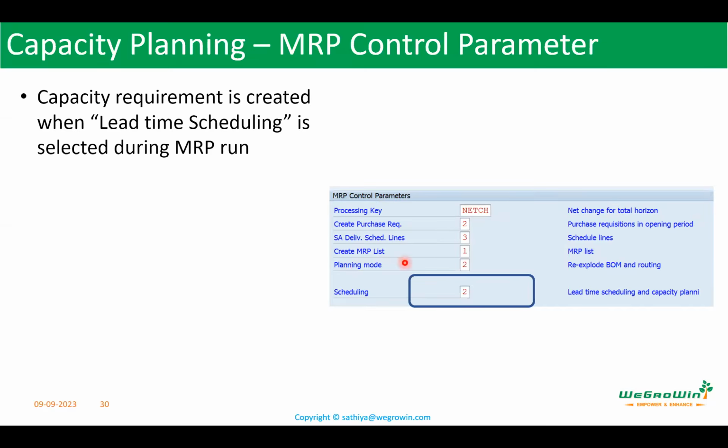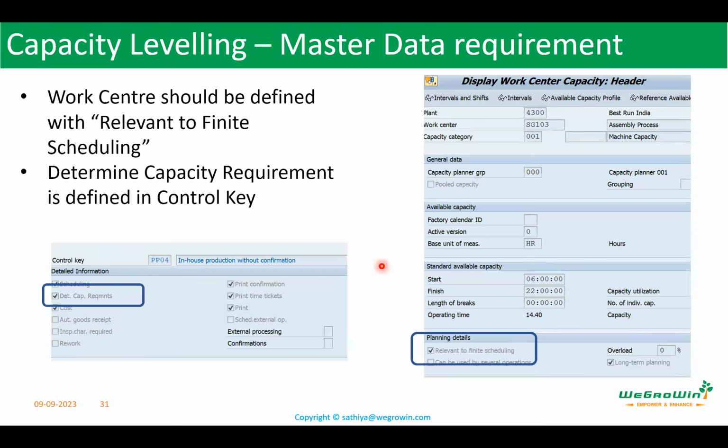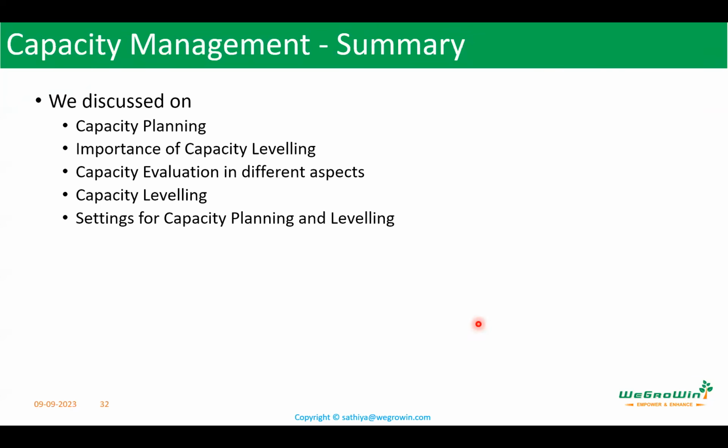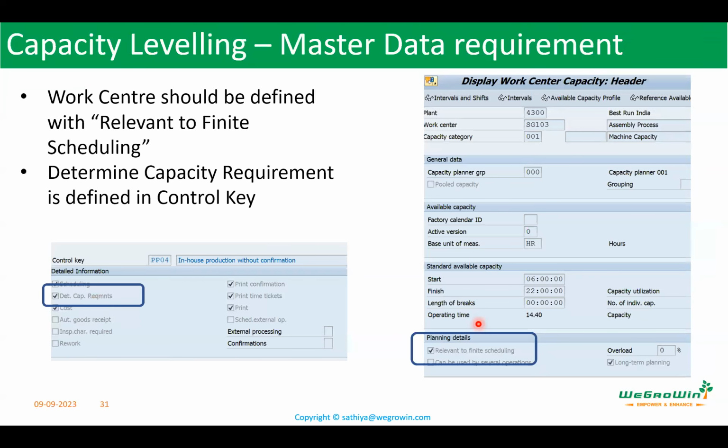For capacity requirement, as I told you, for the scheduling you have to click on this 2 in the MRP control. Also the work center should have the determined capacity requirement. This is coming from the control key. And to do this capacity leveling, in the capacity work center, we need to select relevant to finite scheduling. This we already selected. This is the capacity planning and leveling.